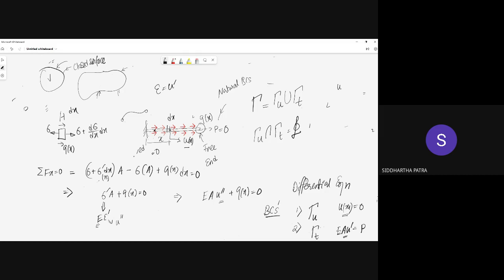Okay, what else? So what we did was we got the variational form for the bar problem, and we also got the differential equation out of it.